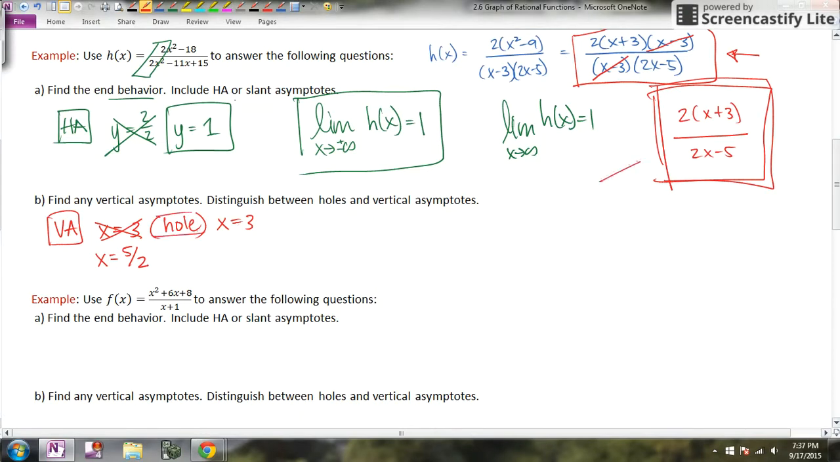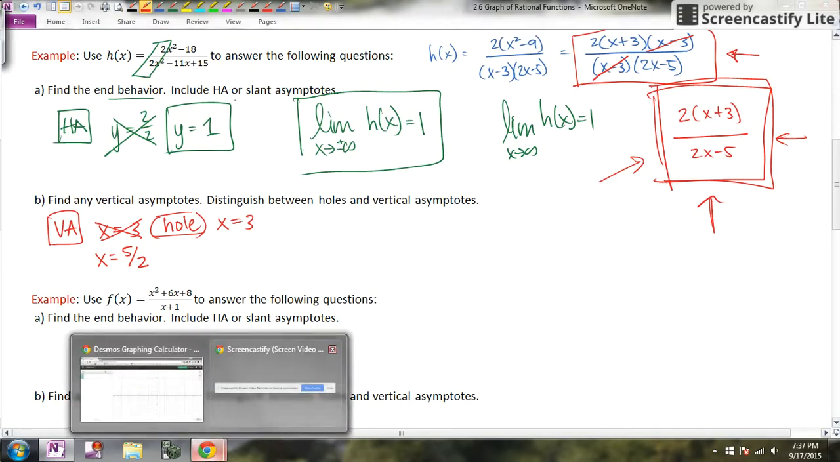You would just graph this graph over here, and then make sure that you put just a little hole at 3 to let everyone know that the graph was there. And so maybe I'll try it. 2x squared minus 18, I can probably put in Desmos.